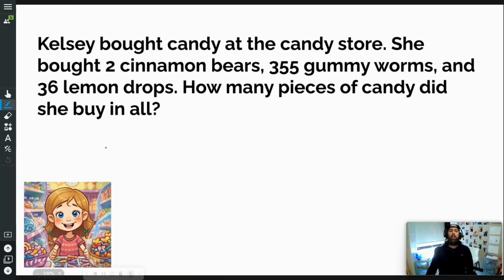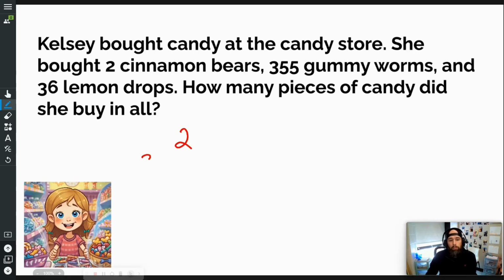Welcome back. Kelsey bought candy at the candy store. She bought 2 cinnamon bears, 355 gummy worms, and 36 lemon drops. How many pieces of candy did she buy in all? 2 and 355 and 36 means you're going to add them.